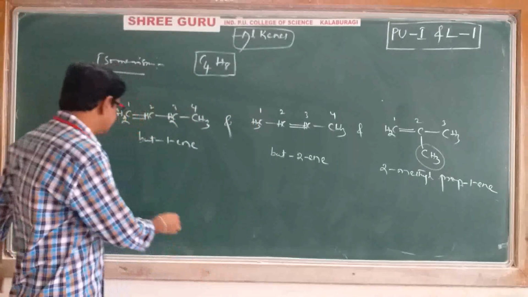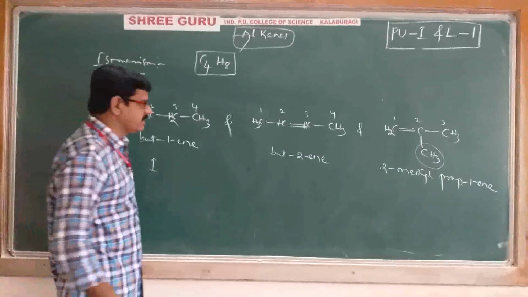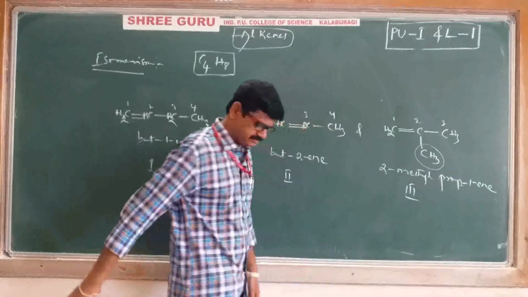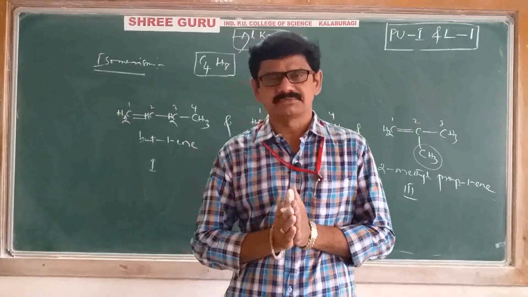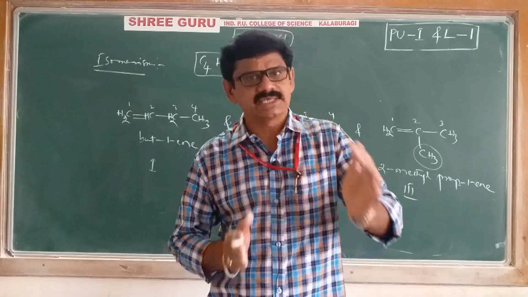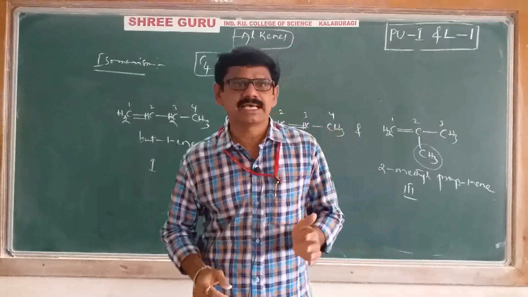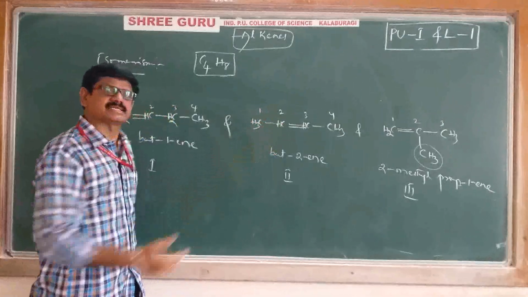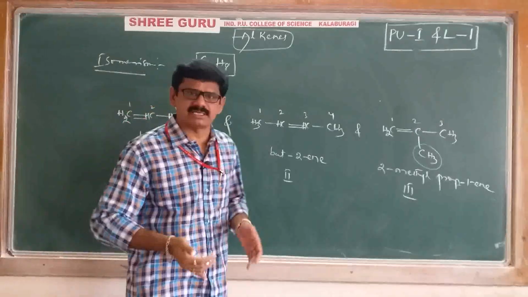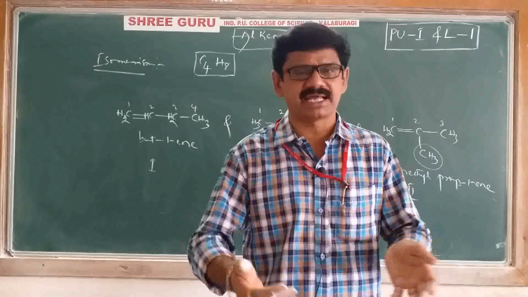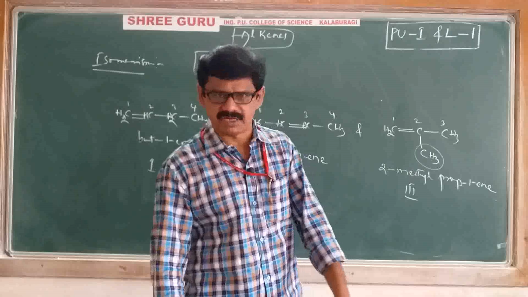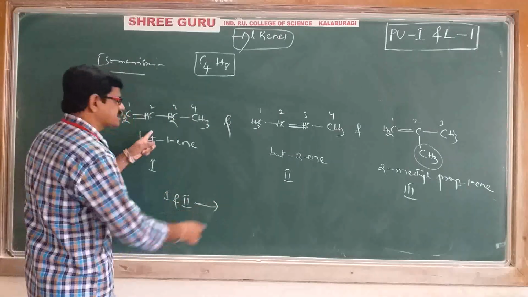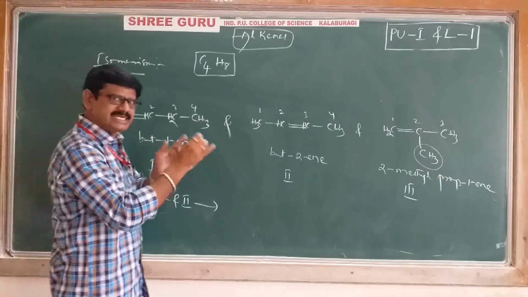We'll do one thing. Let's write this as number 1, this as number 2, this as number 3. All 3 are structural isomers, no doubt. But structural isomerism includes chain isomerism, positional isomerism, functional isomerism, metamerism as well as tautomerism. That's why, for the 3 structures, whether they belong to chain isomers, positional isomers, functional isomers, metamers or tautomers, let's check one by one. First, we'll take 1 and 2. This structure and this structure only will focus. Only 1 and 2 will compare.